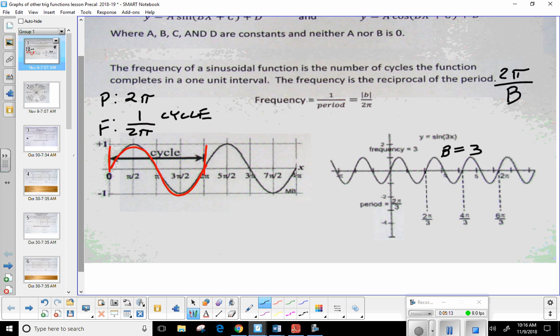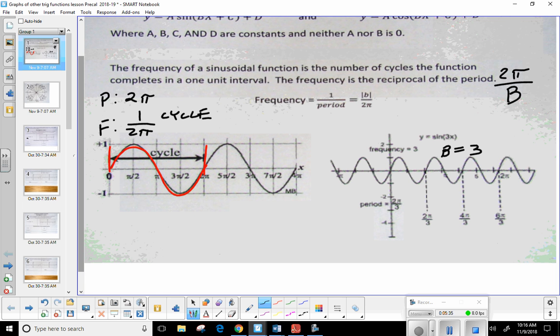Okay. So what kind of transformation is this? Is it a phase shift? Is it a reflection? Is it a dilation? It's dilation. Now, how do we know it's a dilation and nothing else? What operation am I using? We're multiplying. If we're adding or subtracting, then it would be a phase shift. A negative is a reflection. But what would the period for this graph be?